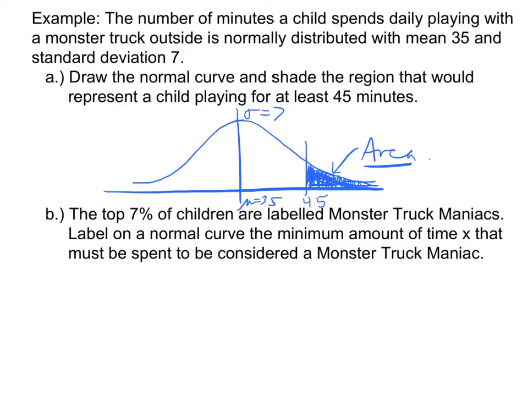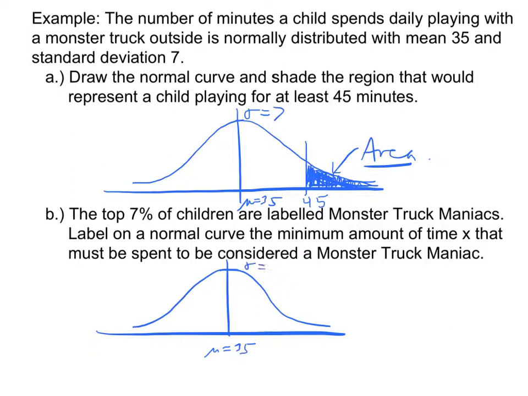Part B, the top 7% of children are labeled as monster truck maniacs. Label on a normal curve the minimum amount of time x that must be spent to be considered a monster truck maniac. So same deal. I'm going to draw my normal curve with my x-axis. I put mu equals 35 in the middle of it, and standard deviation 7 above it. The top 7%, so that means there's some value up here, x, where the area bigger than that is 0.07. And the area that's less than that, all of this back here, is therefore 0.93. That's going to matter when we actually go to doing computations for this.